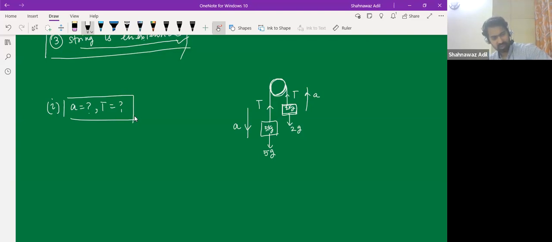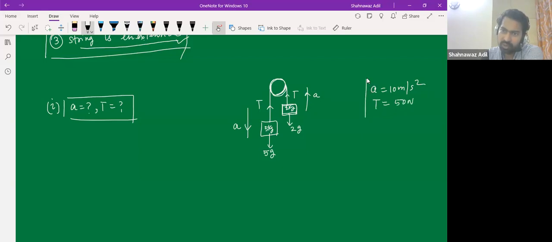Now you have a good hang of the problem and you can easily draw the free body diagrams. Tell me what would be A and the tension. Sir, I got A as 10 meter per second square. Good. And what is T? 50 Newton. Okay, this is what Akib has got. Rishita, what is your answer?